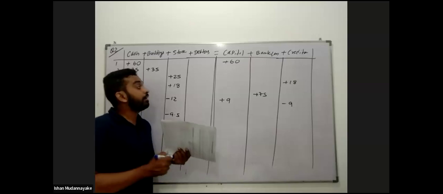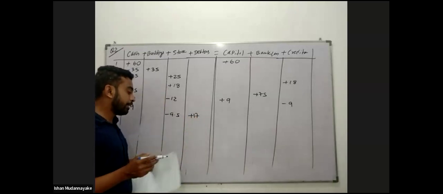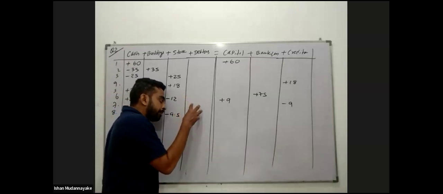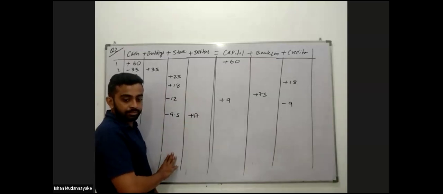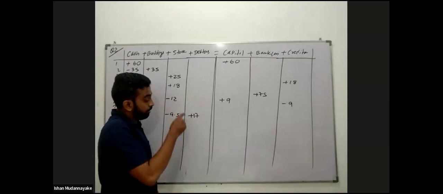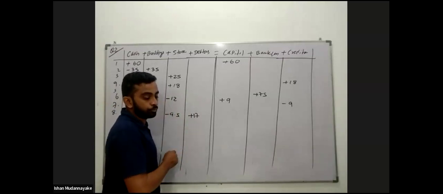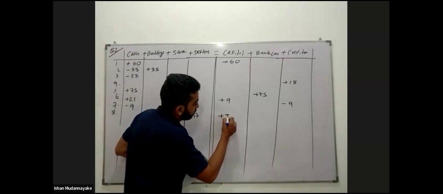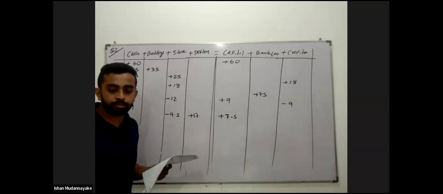As a result, the debtors balance of the business increased by 17,000. Debtors means receivable to the business. Stock decreased, receivable balance increased. After that, there is a profit of 7,500, which goes to the owner. Capital plus 7,500. Stock minus 9,500, debtors plus 17,000, capital plus 7,500.